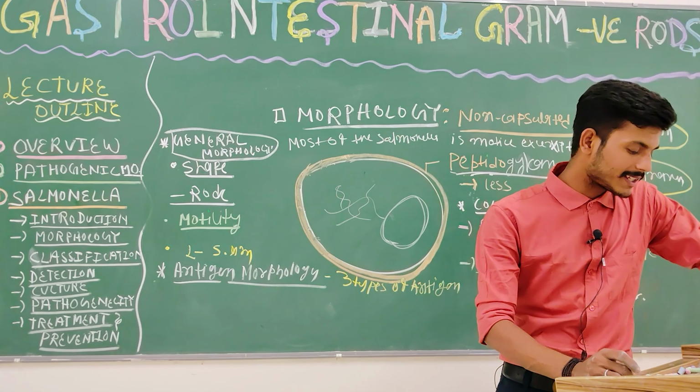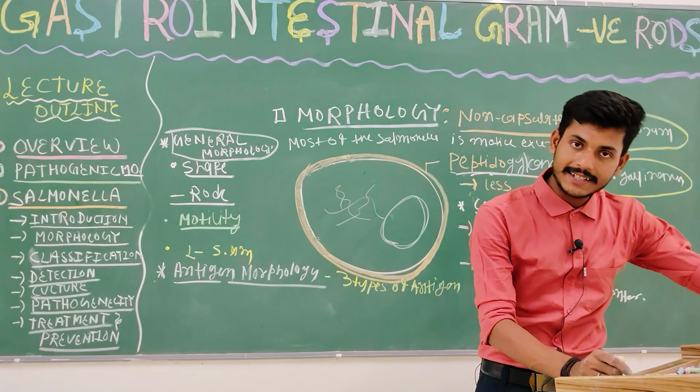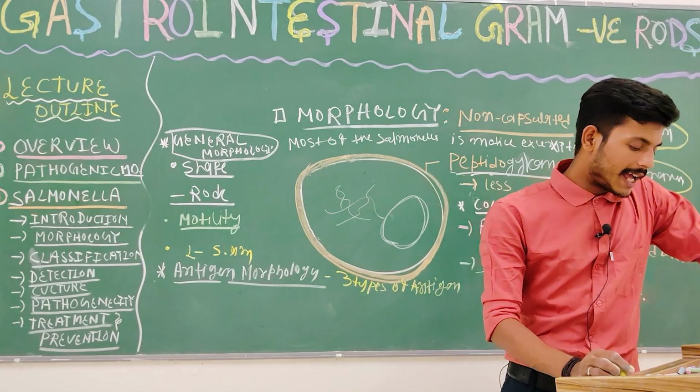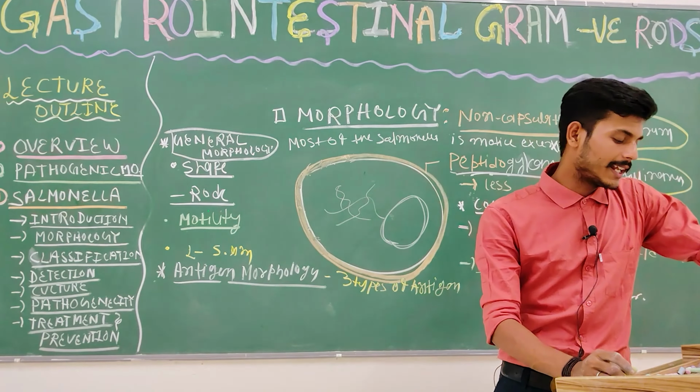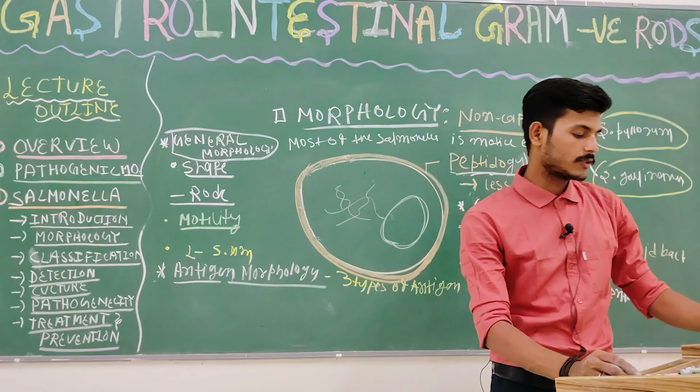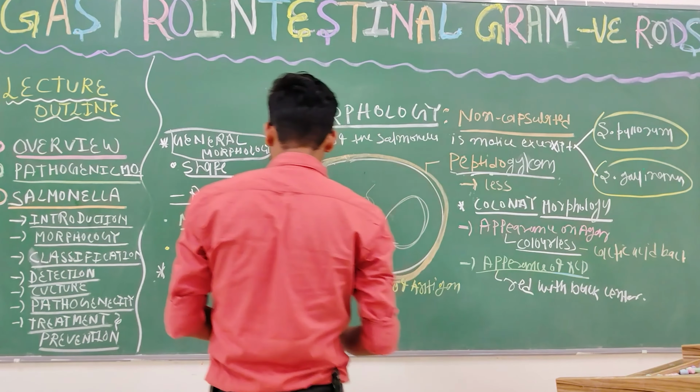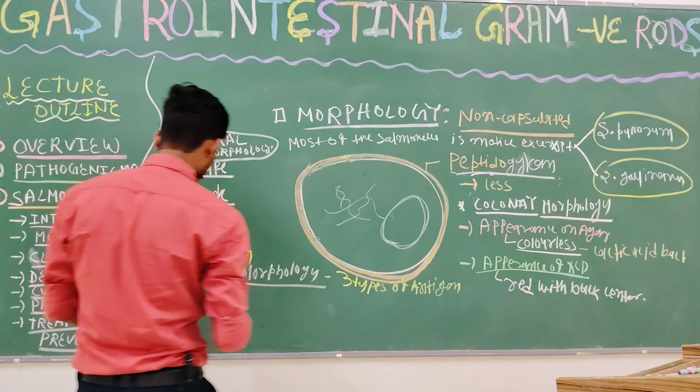The first one is called the H or flagellar antigen. The second one is called the O or somatic antigen. And the last one is called the surface antigen. So write down the first antigen, H, also called flagellar antigen. So the first antigen is H or flagellar antigen.